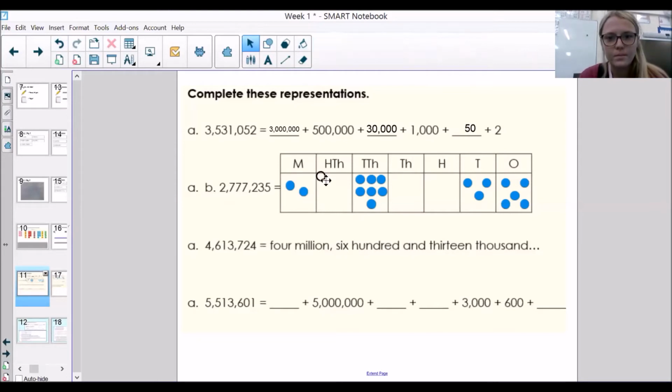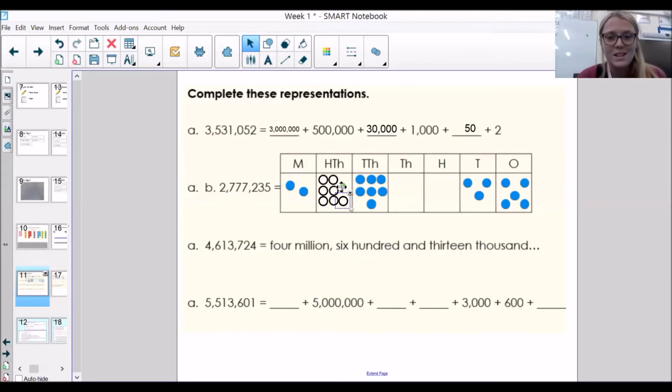So 1, 2, 3, 4, 5, 6, and 7. Okay, so we've got 700,000s. So the 10,000s, we've got 7. Let's check they've done theirs right though. So 1, 2, 3, 4, 5, 6, 7, 7 10,000s.